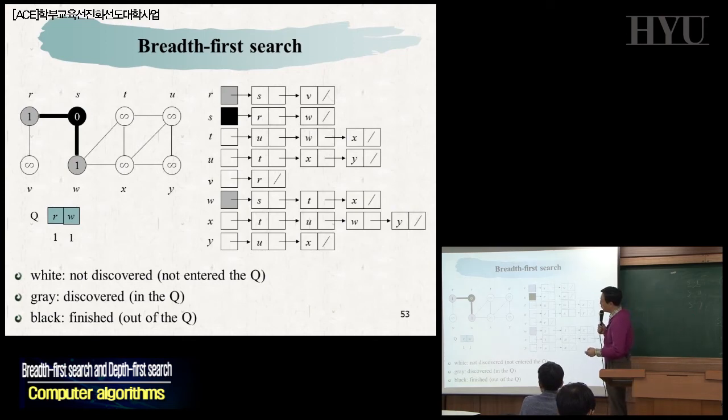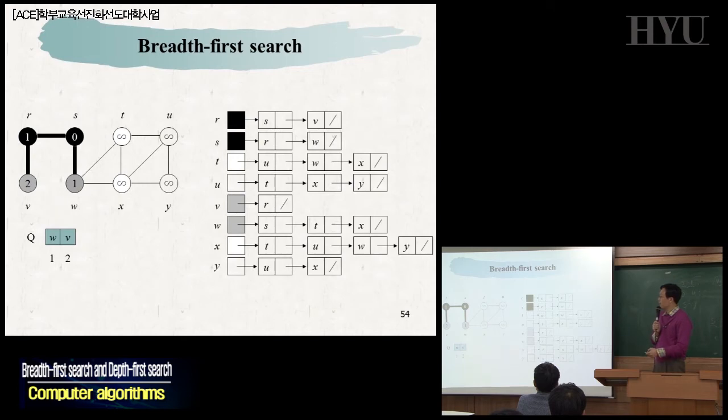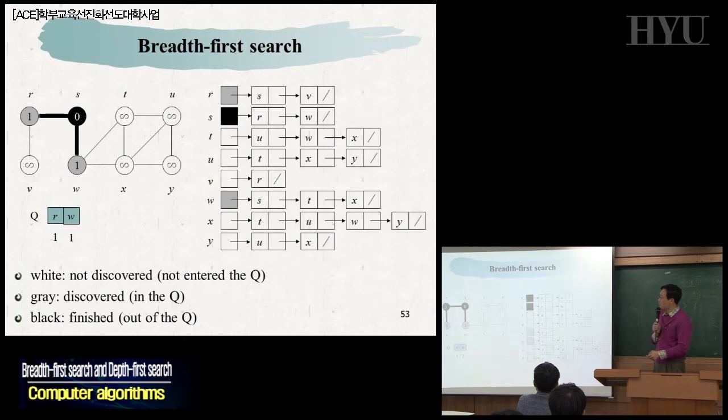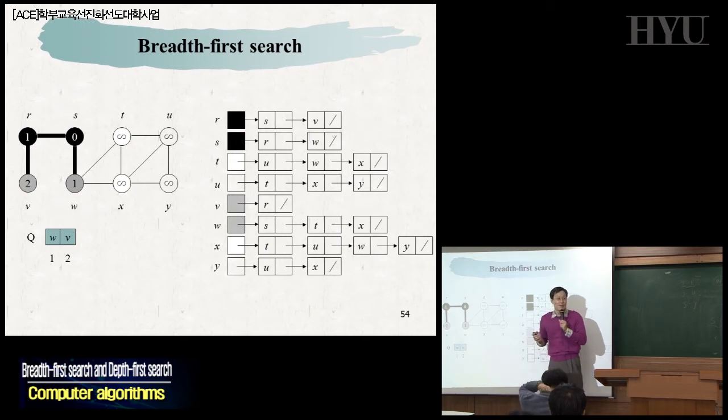We extract R from the queue and then scan this adjacency list of R. Then there are S and V. First, we check S first. And it is already visited. So we don't do anything. And then the next vertex is V. It is unvisited. So we visit V and store V in the queue. So R is removed from the queue and V is added in the queue. And then remember that the predecessor of V is R and the predecessor of R is S. Don't forget this.